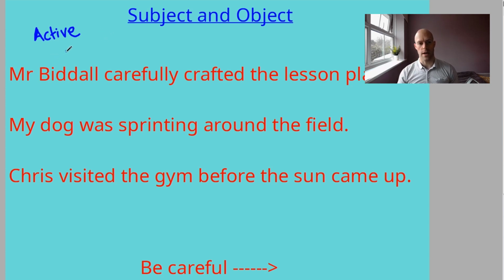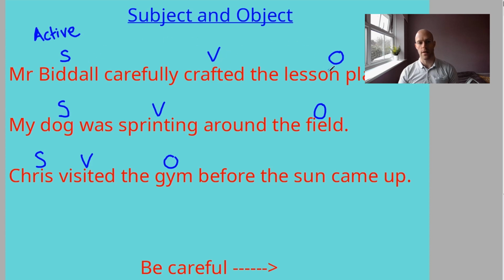It's because we've got a subject doing a verb to the object. Subject, Mr. Biddle, crafting, the verb, the lesson plan, object. My dog is the subject, because he was sprinting, he was doing the action around the field, the object. Chris, subject, visited, that's the verb, the gym before the sun came up. So that's the object there, because that's what it's happening to. So the object is what it's happening to. Subject is doing something to the object.